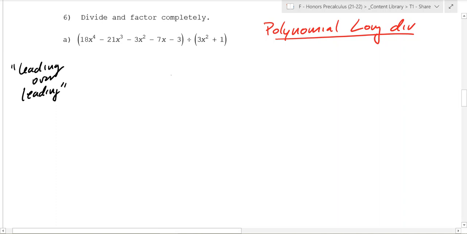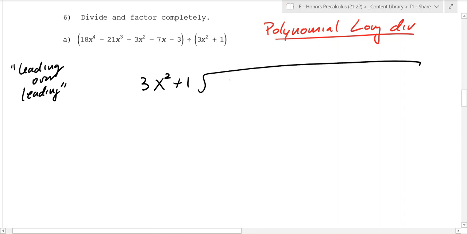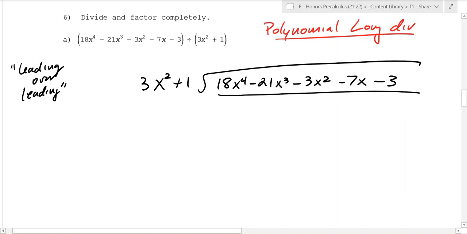So you set this up just like regular long division, 3x squared plus 1 dividing into 18x to the fourth minus 21x cubed minus 3x squared minus 7x minus 3. One important note, if any terms were missing, like let's say the x squared was missing, you'd put a 0 in there. You have to put placeholders in.